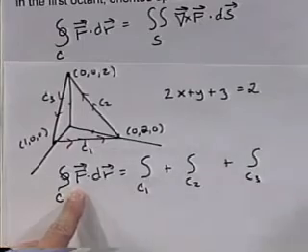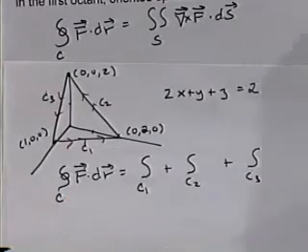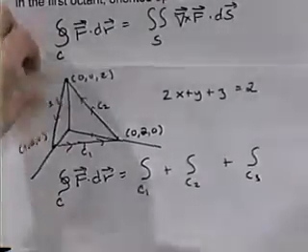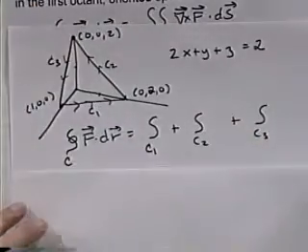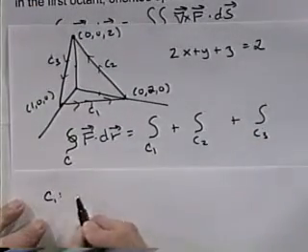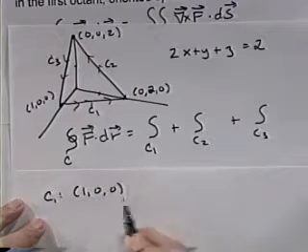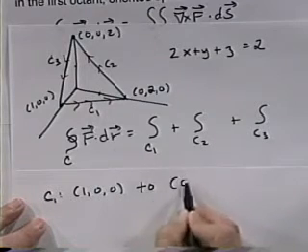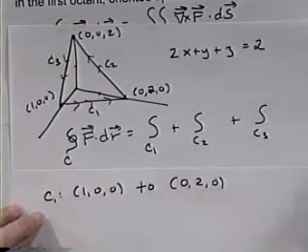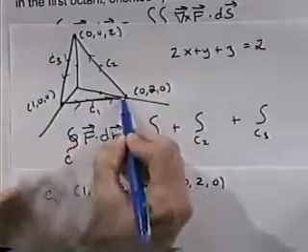This is going to be 3. Okay, but it's not too painful, so let's do it. Okay, let's get C1 first. I'm going to say C1 is going from 1, 0, 0 to 0, 2, 0. It's this line segment from here to here.